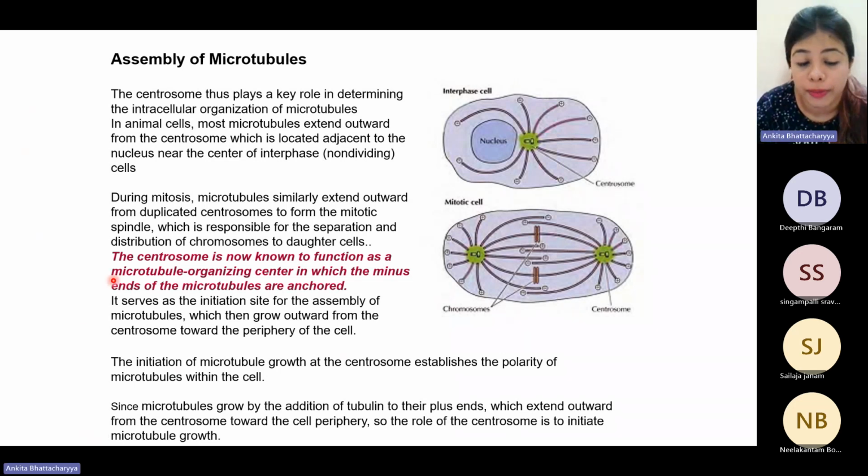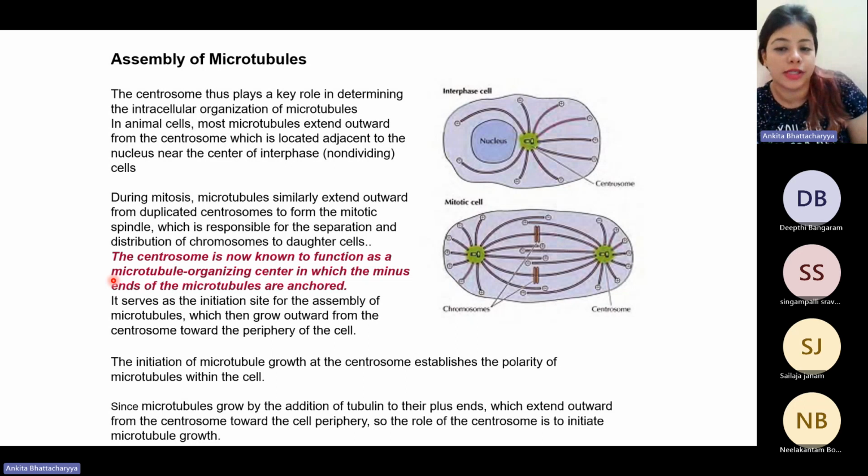Since microtubules grow by the addition of tubulins to their plus ends, which are extending outwards, the plus ends project outwards from the centrosome towards the cell periphery. The centrosome initiates the microtubule growth, and that is where the minus end is initially anchored. From there, assembly takes place, and more assembly occurs towards the plus end as it is extending in that particular direction.